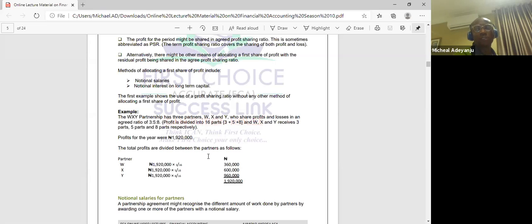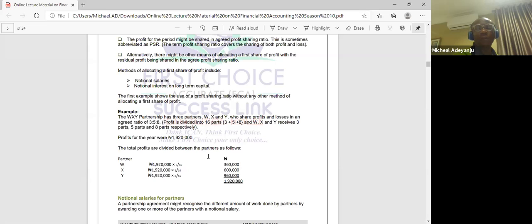Also, you have notional interest on long-term capital. So there are some capital that are actually acquired with interest, and the partners need to be collecting interest. So in a situation whereby you have notional interest, you have notional salary, and you also have profit, the intention is that notional salary needs to be deducted first, then followed by notional interest, then followed by your profit sharing ratio.